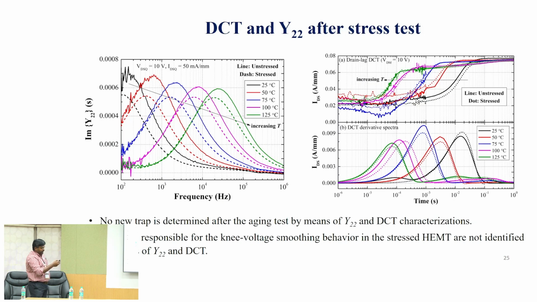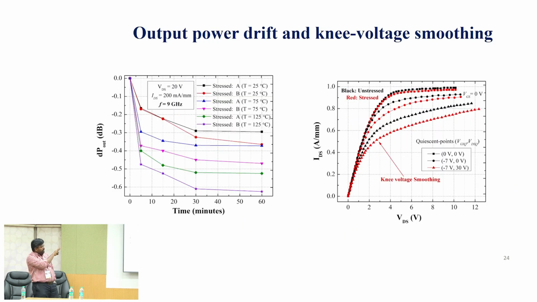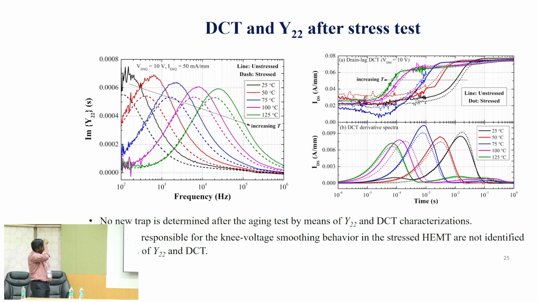So first, because of this stress effect, is there any trap created in the buffer layer? That's our objective, so that's why these DCT and Y22 measurements are carried out. The first figure is the Y22 measurements. The dotted lines are stressed. You can see that the amplitude is decreasing.